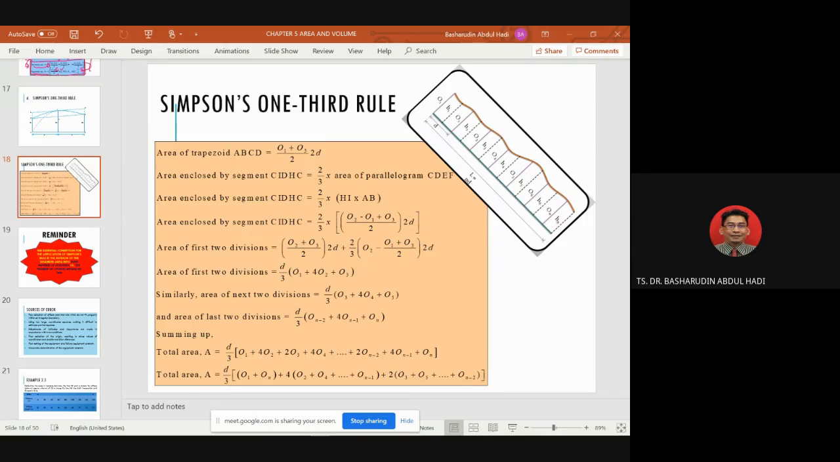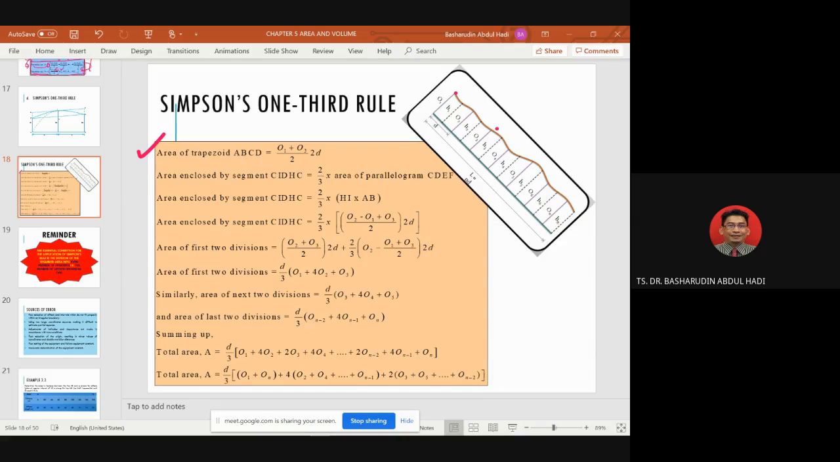So we should go to this slide. The mathematical model helps to find the area using the Simpson one third rule. Maybe they have some special requirement. Number one, look at this one. The area of trapezoid ABCD is O1 plus O2 divided by 2. So they look at this point, O1, and then plus O3.